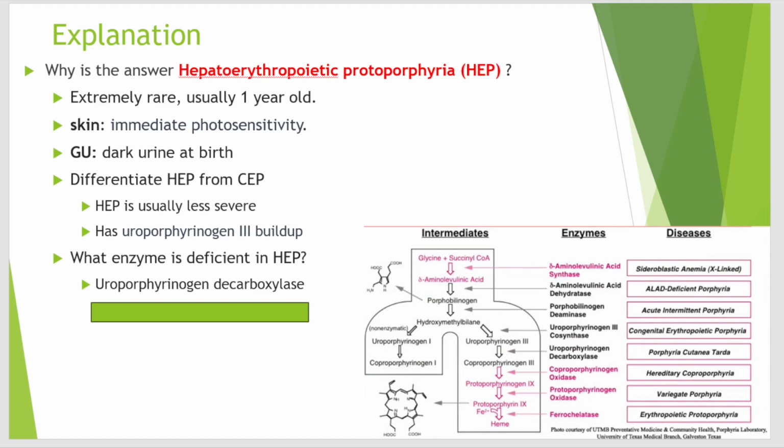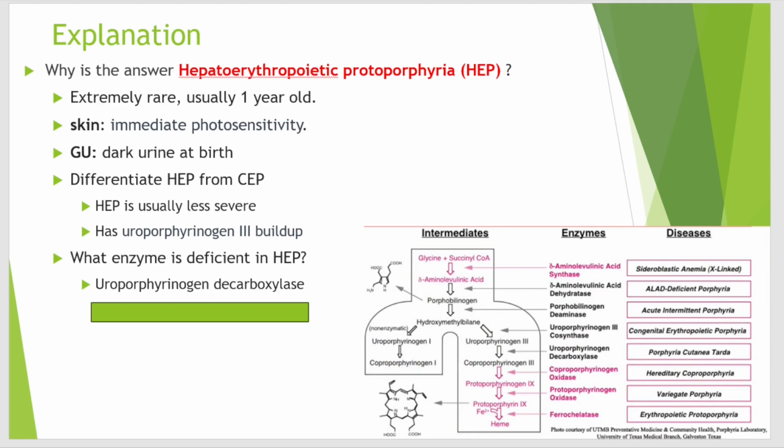Now, things to note: immediate photosensitivity is noted. This is pretty rare, and you can get this really early on as well. It's hard to differentiate HEP from CEP. The metabolite helps, so the uroporphyrinogen 3 buildup helps. Dark versus red urine can help you out a little bit. Cholelithiasis, and the other disorder can help you out a little bit. Actually, no, that's not true because cholelithiasis is in EPP.